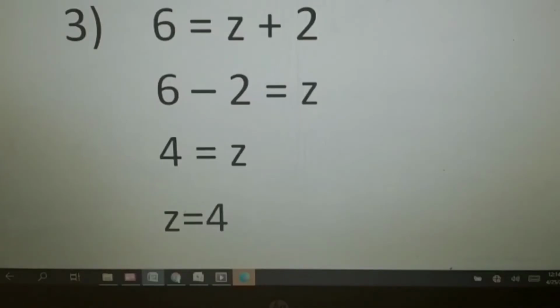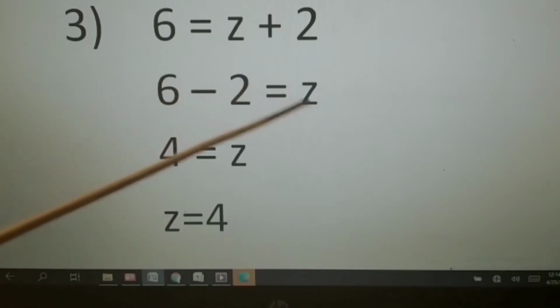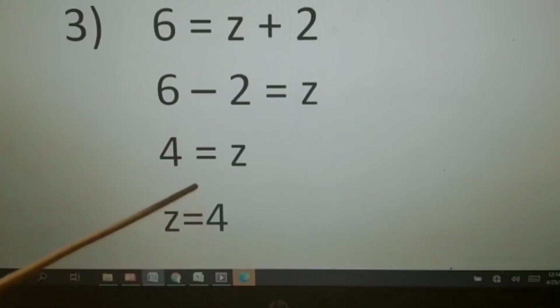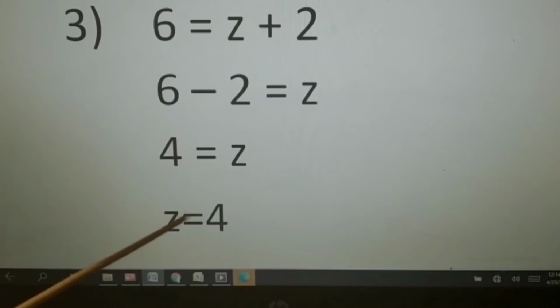Let us solve question number 3. 6 is equal to z plus 2. Here we have to find the value of z. Take 6 here and bring plus 2 to the left side of the equal sign. It will become minus 2. That is 6 minus 2 equals z. 4 is equal to z. Z is equal to 4. So the value of z is 4.